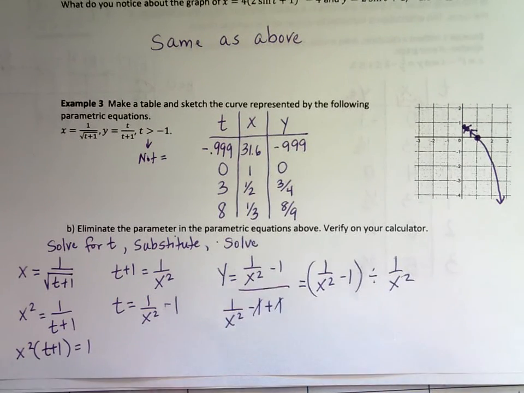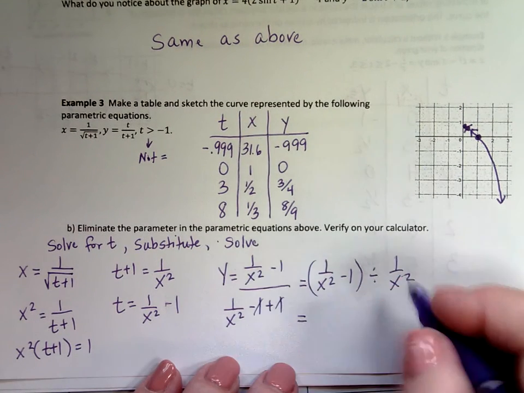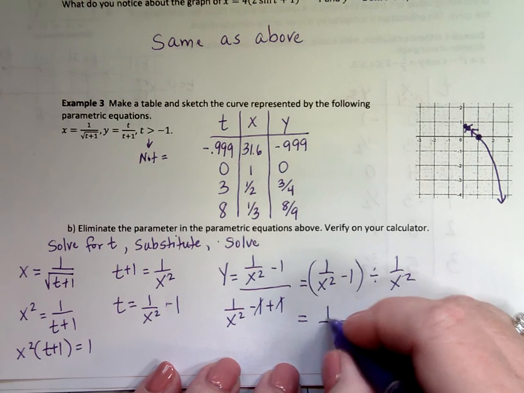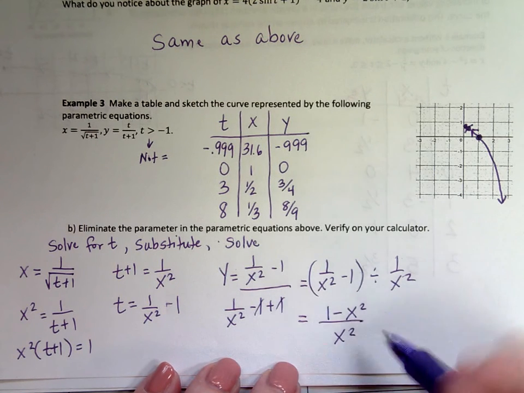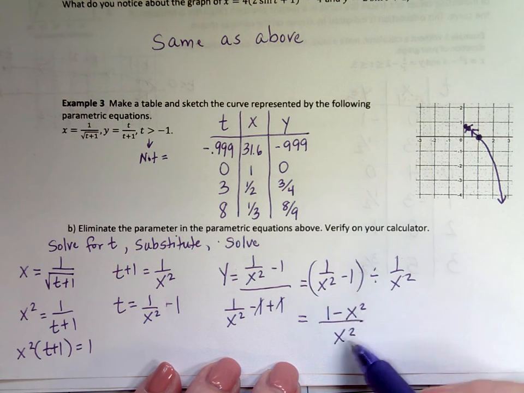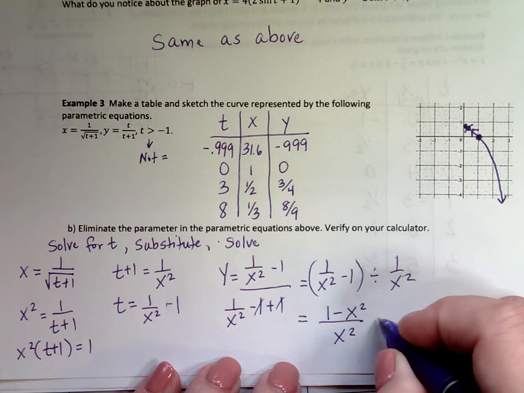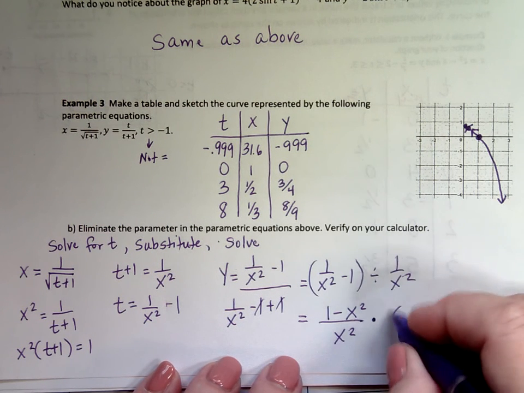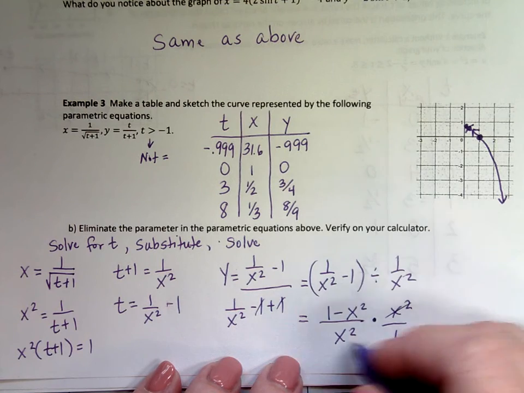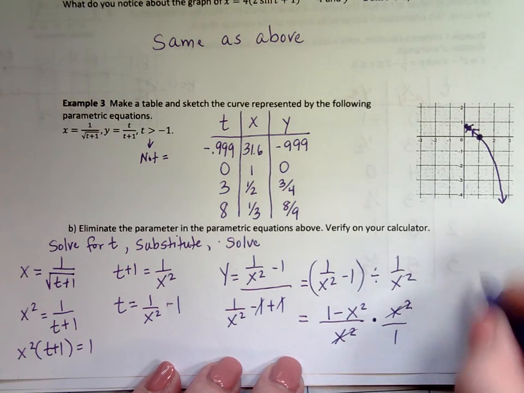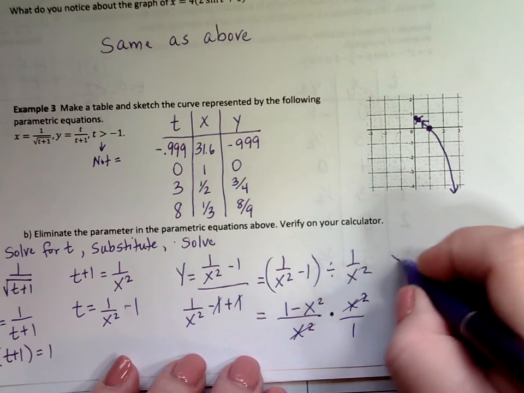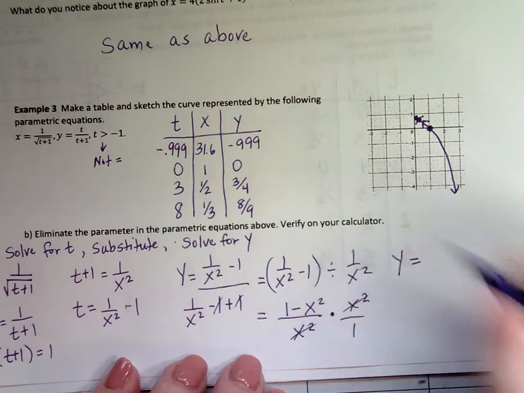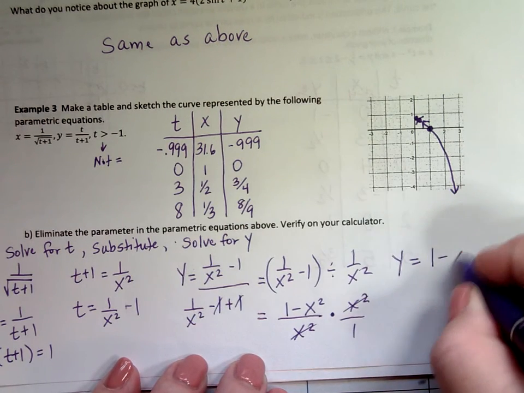So in this first set of parentheses, if I get a common denominator, my common denominator is x squared. This will make it 1 minus x squared. Right? This would have to be x squared over x squared to be 1. And if I'm dividing by 1 over x squared, keep, change, flip, I'm actually multiplying by x squared over 1, cancel, cancel. And so I get a final answer that says y equals, remember I just solved for y, I get 1 minus x squared.